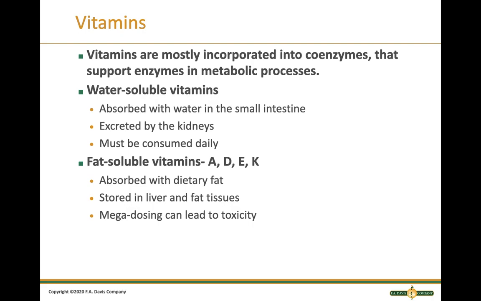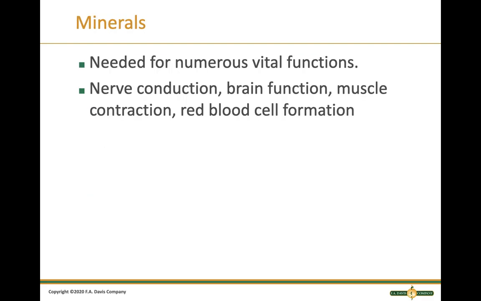Vitamins mostly function as coenzymes, which support enzymes in metabolic processes. Most of them are water soluble, so they can be absorbed with water, and they're excreted by the kidneys, so you have to consume those every day. The fat soluble vitamins are A, D, E, and K, and we need fat to absorb these. These can be stored in the body. Minerals are needed for numerous vital functions such as nerve conduction, brain function, muscle contraction, red blood cell formation. So they're important also.